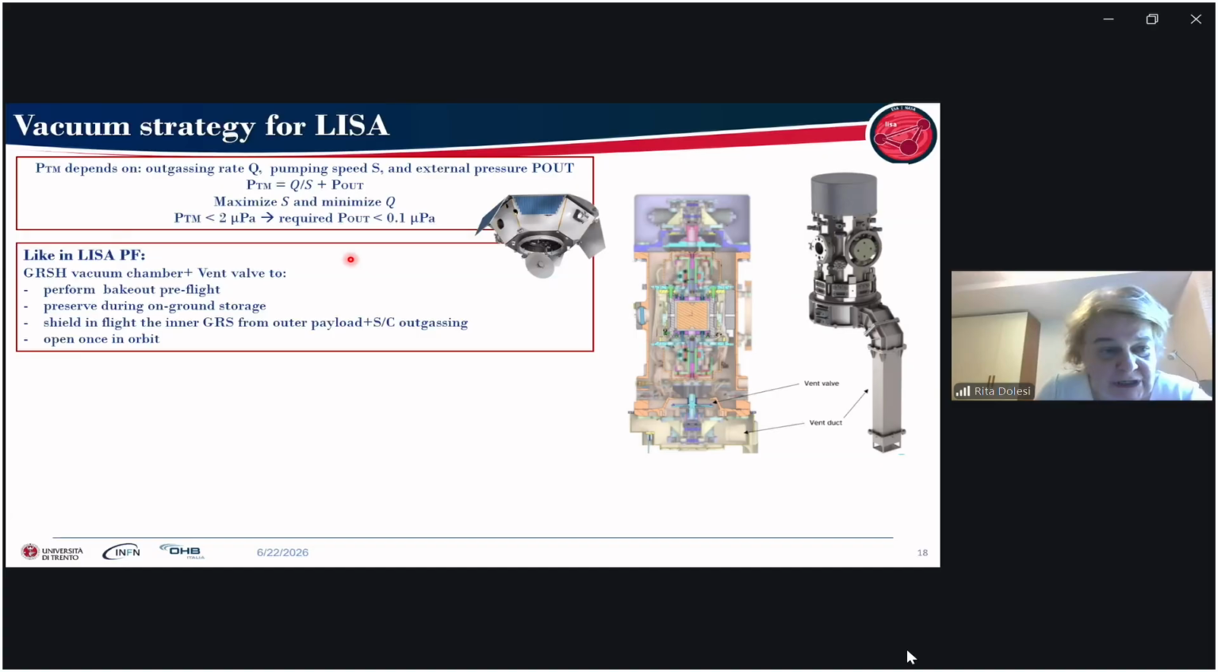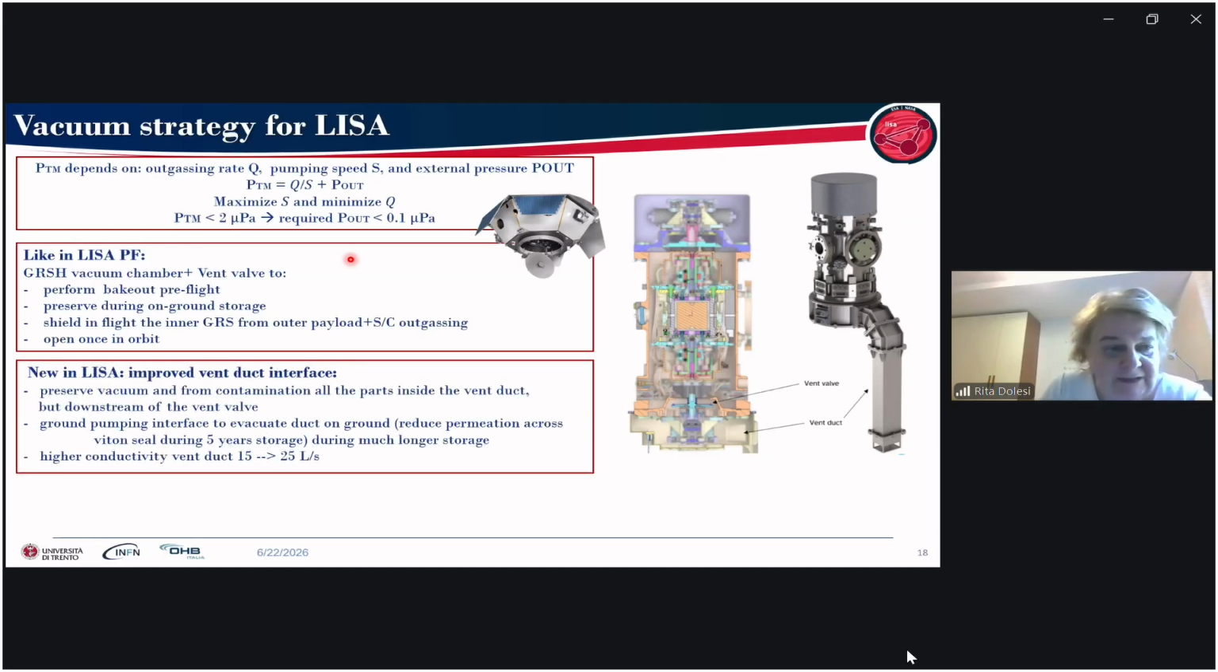The vacuum chamber also shields the inner gravitational reference sensor from the payload and the spacecraft outgassing, and this allows us to open the vacuum chamber just in flight. New in LISA, we improved the vent duct interfaces. Now this is basically sealed onto the main body of the vacuum chamber. This allows us to preserve the vacuum from contamination, all parts inside the vent duct, but downstream of the vent valve.